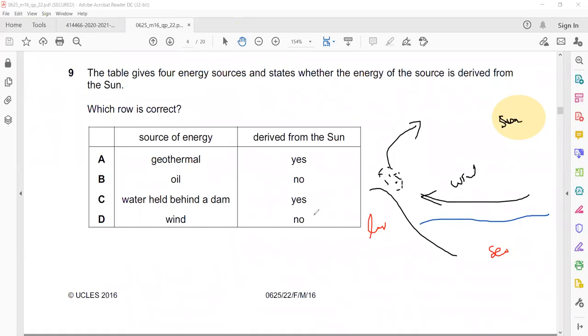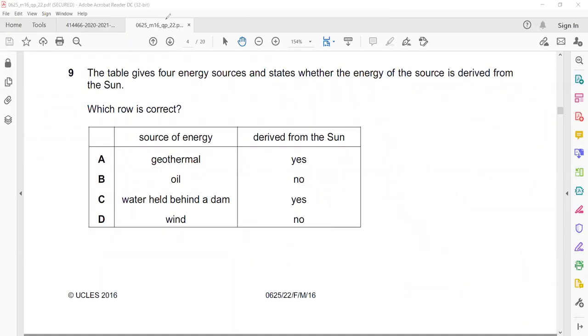So to be a correct answer, this should be yes. To be a correct answer, this should be yes. To be a correct answer, this should be no. So which one is the right answer? C is the correct answer, that water stored behind the dams is derived from the sun. Geothermal and tidal energy: tidal energy means the energy because of the gravitational force of the moon, that is not derived from the sun, others are derived from the sun.